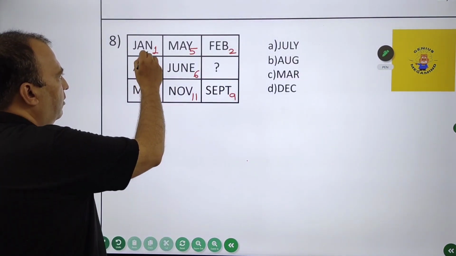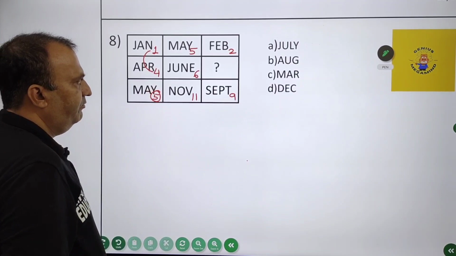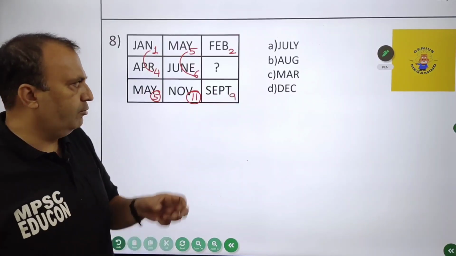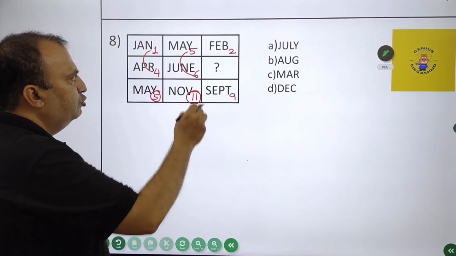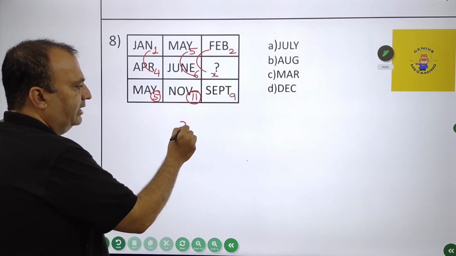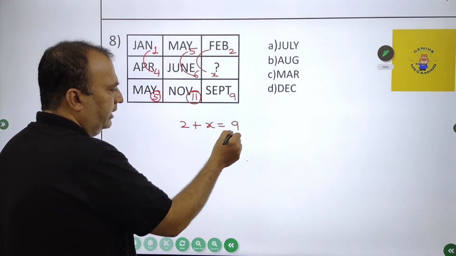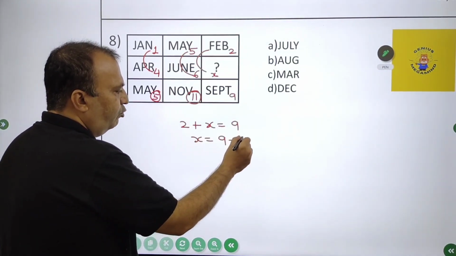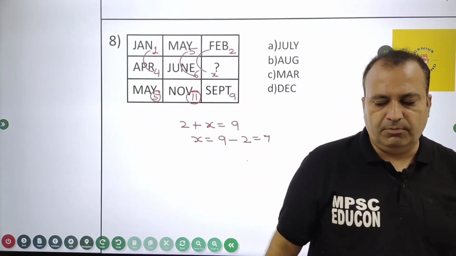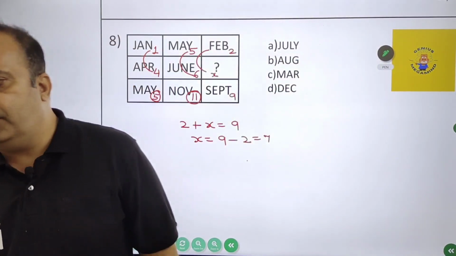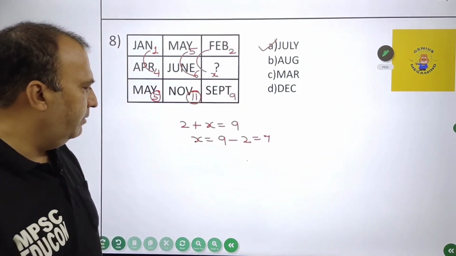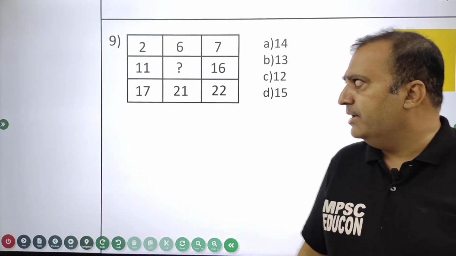What I am finding over here, 1 plus 4, my friends, is what? 5, right? So 5 plus 6 will be what? 11. So I have to deal with the question in a column wise manner. So over here, 2 plus x will be what? 9. So I can say 2 plus x is equal to 9. So x, my friends, will be 9 minus 2, which is equal to 7. Now 7 is not the answer. So instead of the number, it will be the 7th month. And which is the 7th month, my friend? It is July. So the answer for this question will be July.